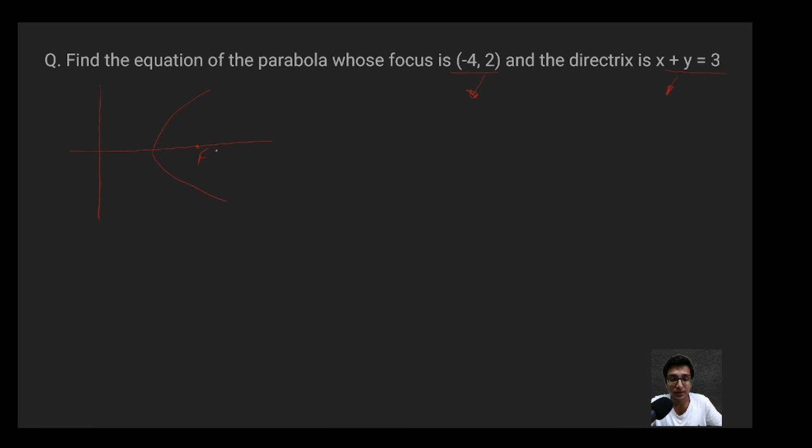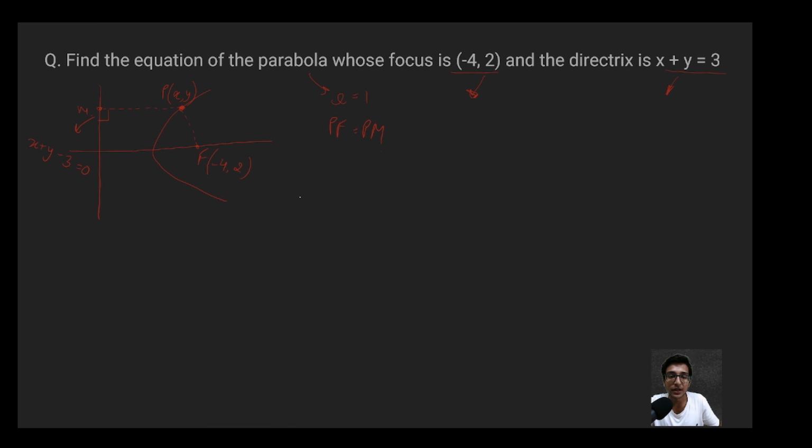This is our focus, which is minus 4 comma 2, and the equation of our directrix is x plus y minus 3 is equal to 0. So now let us take up a point P(x, y) here, and we know that the distance PF and PM, the foot of perpendicular here, would always be the same. Since we know for a parabola, eccentricity is always equal to 1, that means PF would be equal to PM. Thus, we can find out the equation of our parabola using this equation.